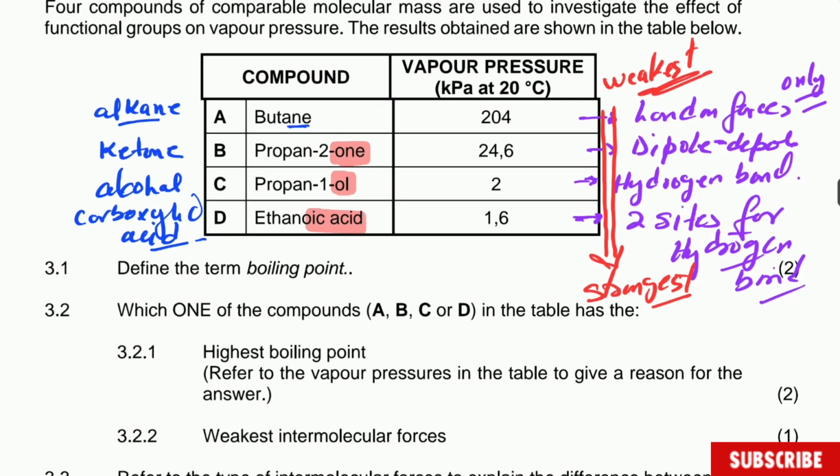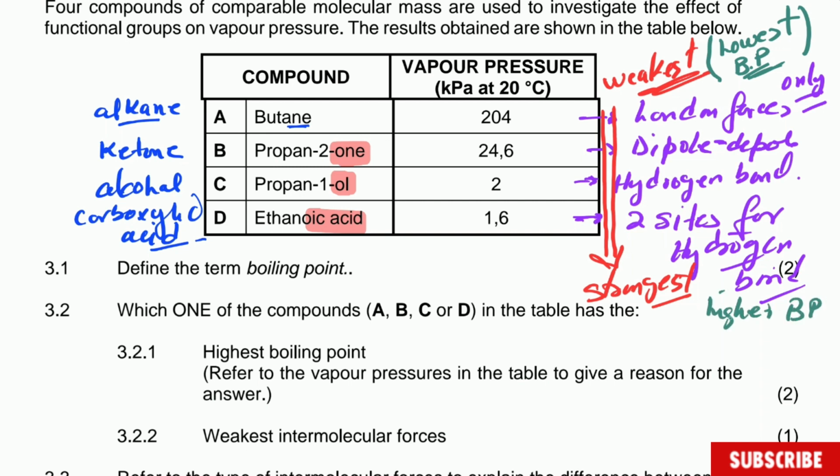Which one of the compounds A, B, C, or D in the table has the highest boiling point? Now, important, you need to know the higher the vapor pressure, the lower the boiling point. So we're going to write here lowest boiling point, I'm going to write it with BP. I hope you are listening carefully so you don't forget later on what that is. That one has the lowest boiling point, and the one that has the strongest intermolecular forces has the higher boiling point.